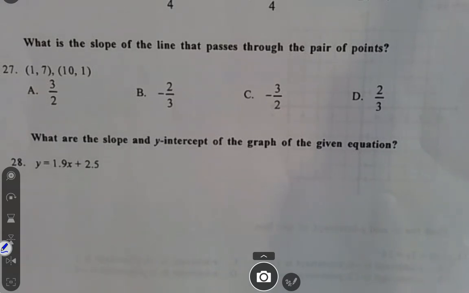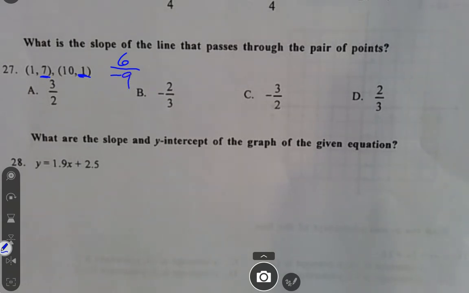Okay, so Shay, if we subtract our y's, that's what you do first. What are the y's? How about 7 and 1? Shay, what is 7 minus 1? It is 6. Okay, now somebody else subtracts the x's in the same order. 1 minus 10 is -9.